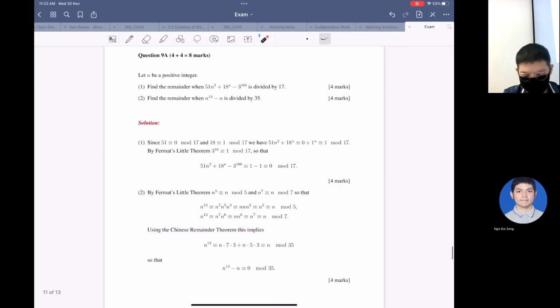9A. Okay, this one is a bit tricky. Part one is still okay. Some of you put 3 here, right? So you mod 17. For example, okay, I don't know how to say. If it is divisible, it will become 0. Not the, you call that dividend, not the dividend. Is it dividend? Yeah, dividend.